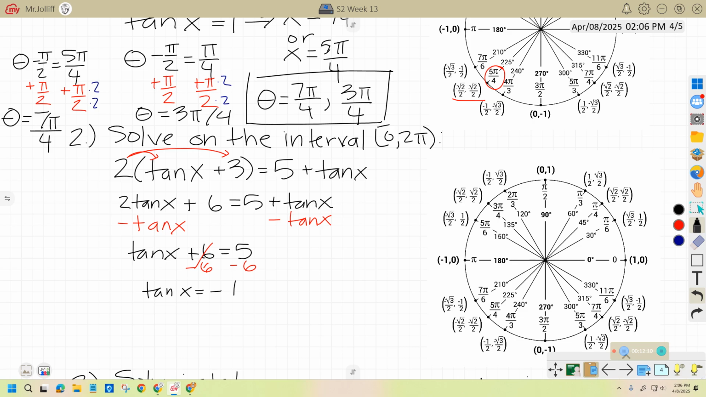We go to the unit circle. If it's -1, y and x should have the same value, but opposite signs. One is negative, one is positive. Where do we see that happen on the unit circle? 3 pi over 4. Right here, there's a minus and a plus. And 7 pi over 4. Here, plus and then a minus. So x must be 3 pi over 4 or 7 pi over 4. Happy face.